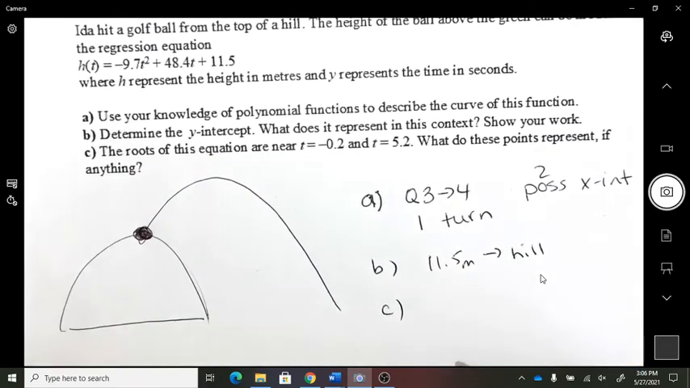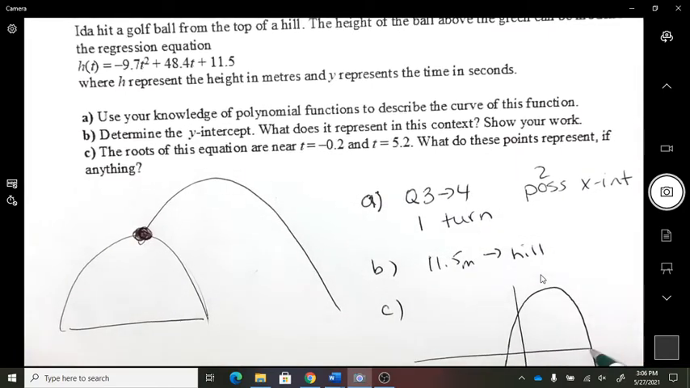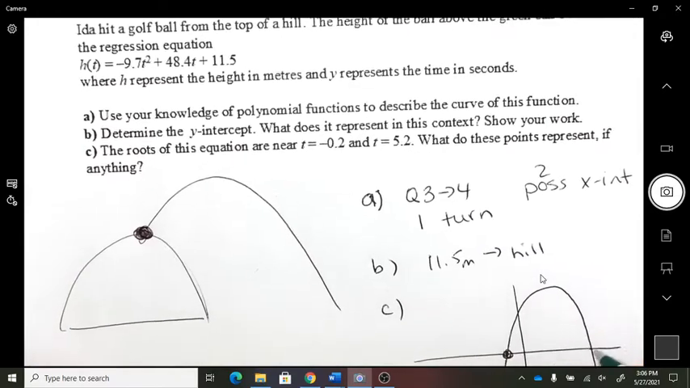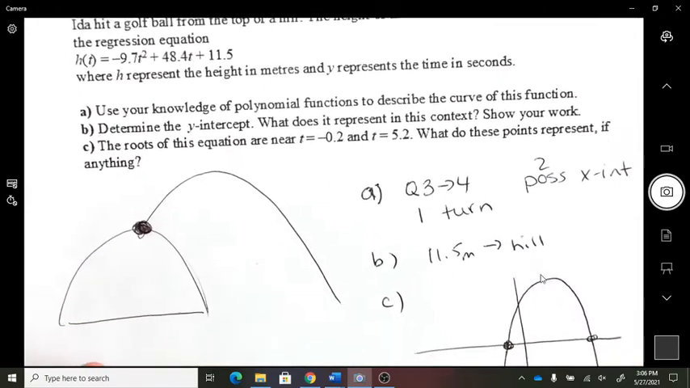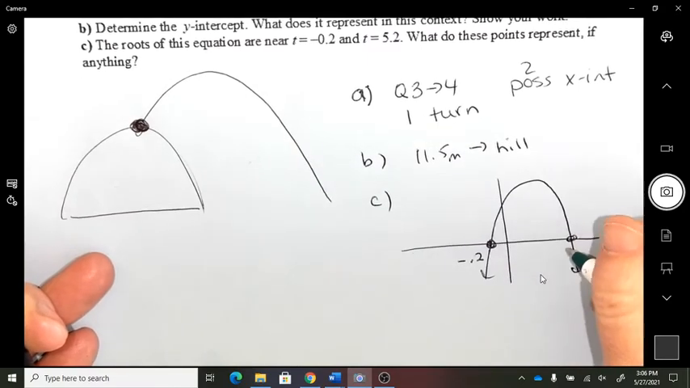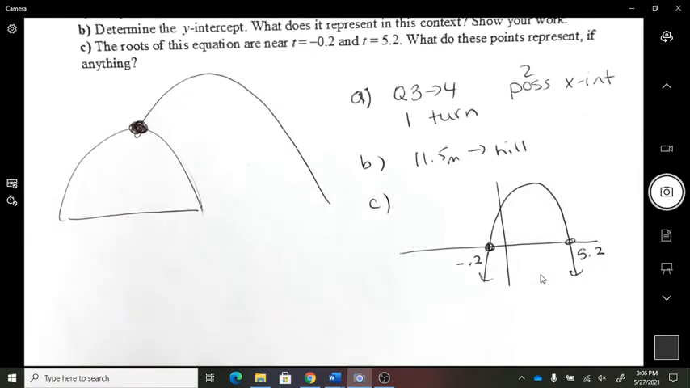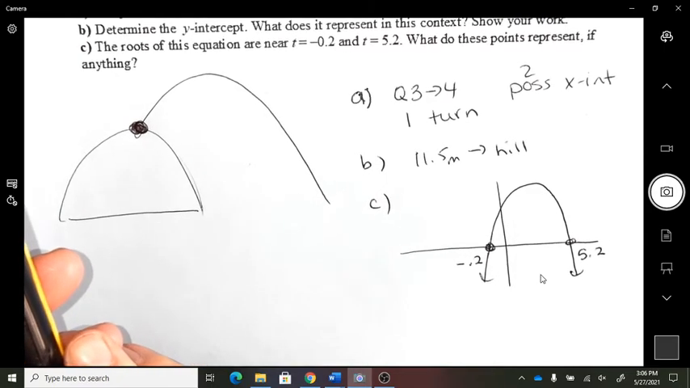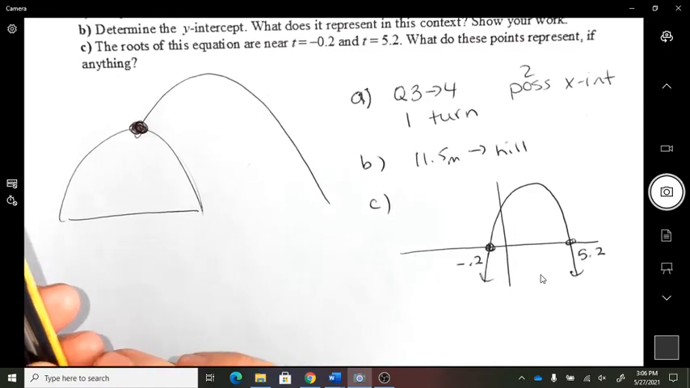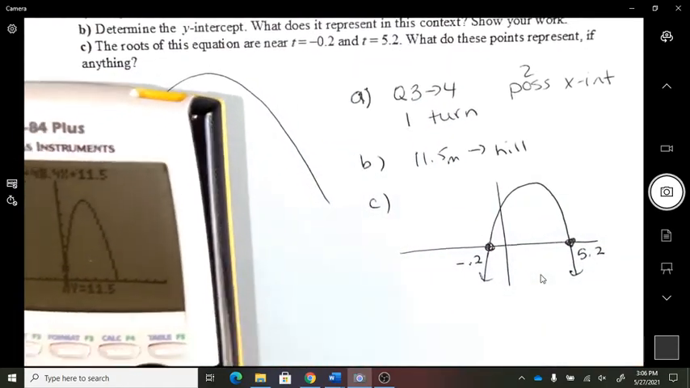The roots of this equation, do you know what roots are? The x-intercepts. The roots are negative 0.2. They've already told us this. You know what? It's not going to hurt you that I make you figure the one out. Do you remember how to do it? How do you figure out what this would have been? Do you remember that function?